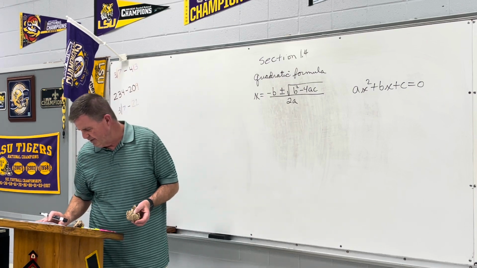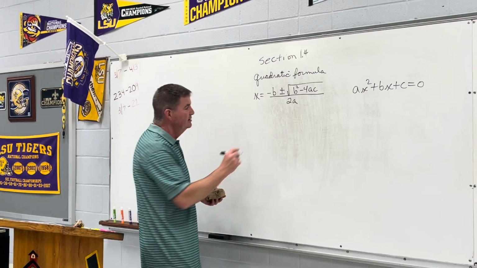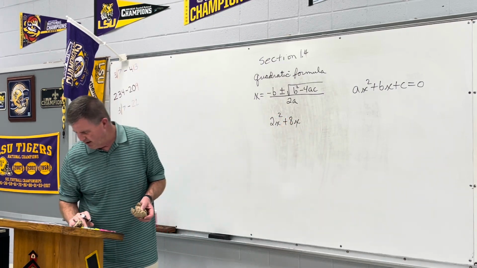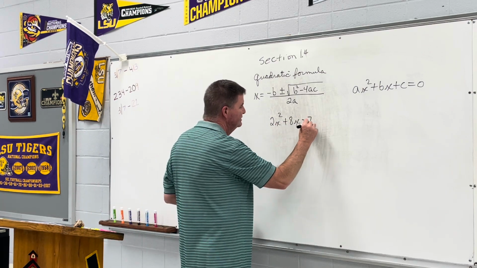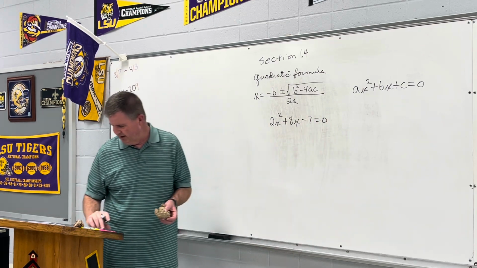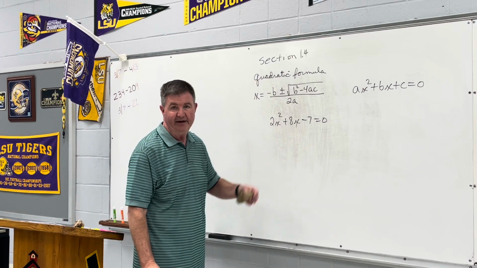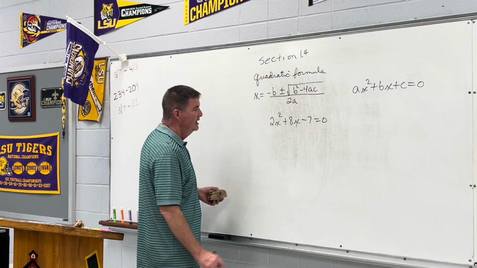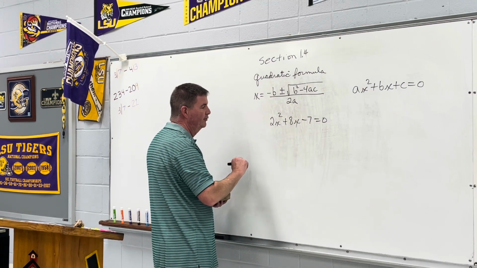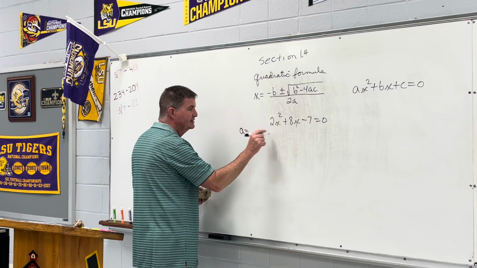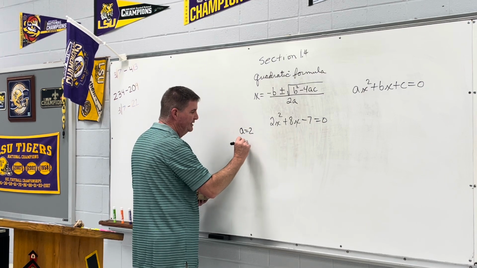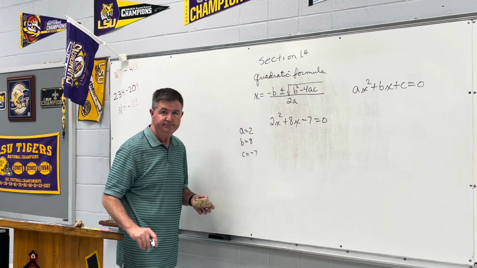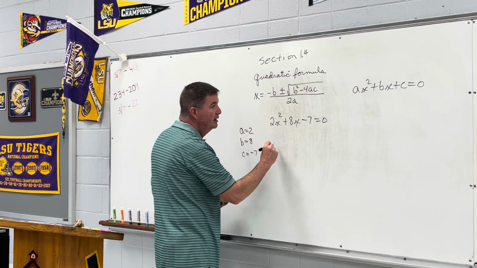So let's see what we can do with trying to solve one. Suppose I have 2x squared plus 8x minus 7 equals 0. Well, in this particular one, I can't factor it. Even trying to do what I can do with the insides and outsides, I can't factor it. So I'm going to resort to the quadratic formula. In this case, a is equal to 2, b is equal to 8, and c is equal to negative 7. So I'll plug it in.